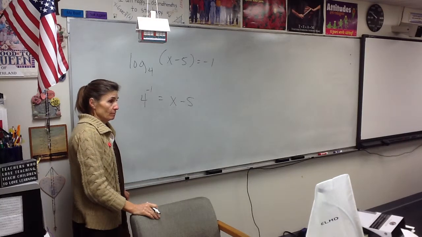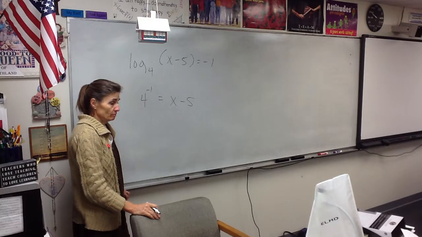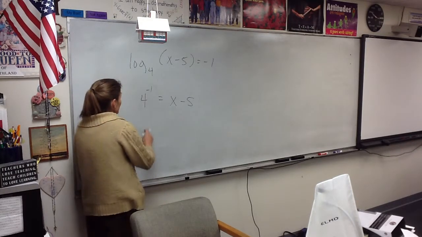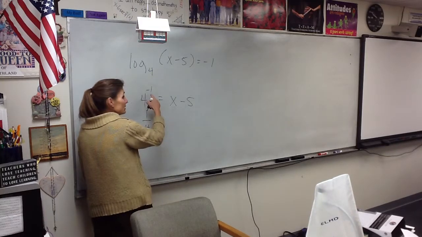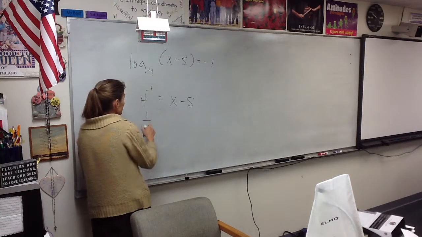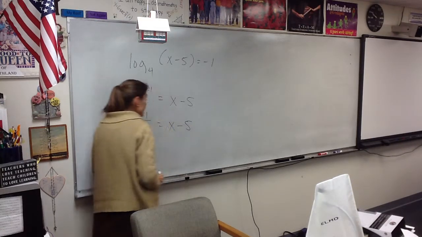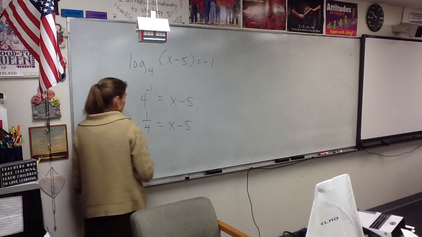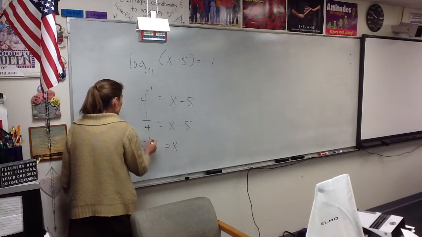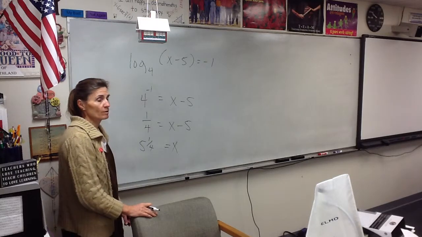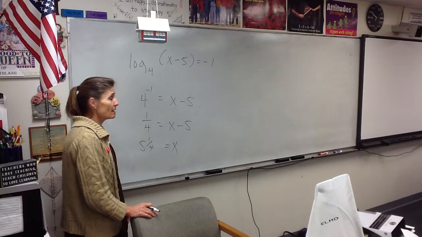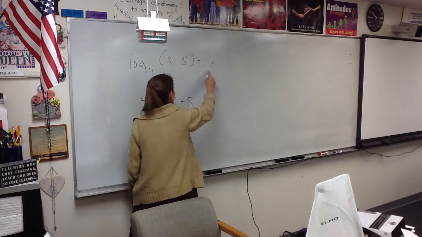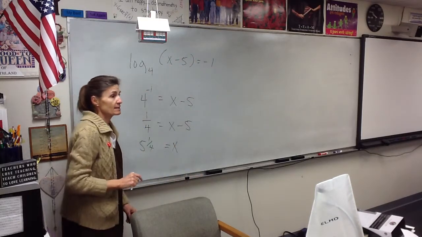And then, what's 4 to the negative first mean? 1/4. Remember, negative exponents mean 1 over. So 1/4 equals x minus 5. So now what do I do to solve that? Add 5. So x equals 5 1/4. That wasn't too bad. Remember always, 4 to the negative first equals x minus 5. That's the key.